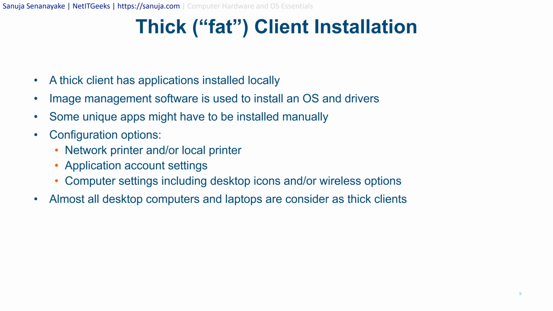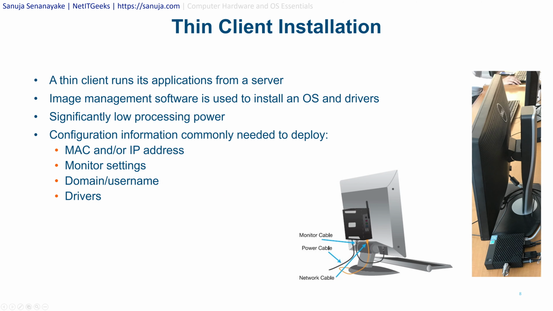The configuration options for thick clients include network printer or local printer installations, applications, account settings, computer settings, including desktop icons, wireless options, and so many different things. Almost all desktop computers and laptops are considered thick client devices. I just want to remove a confusion here. The A+ certification program outline mentions the configuration option, network printer and so on, for the thick client, but does not mention it for the thin client. But actually you can install printer and other network printer configurations on the thin client as well, but you may not be able to install the printer software.